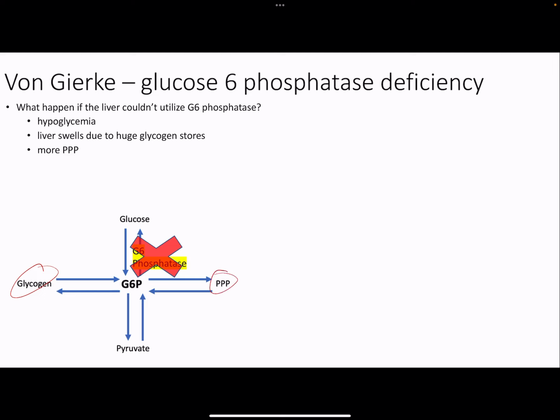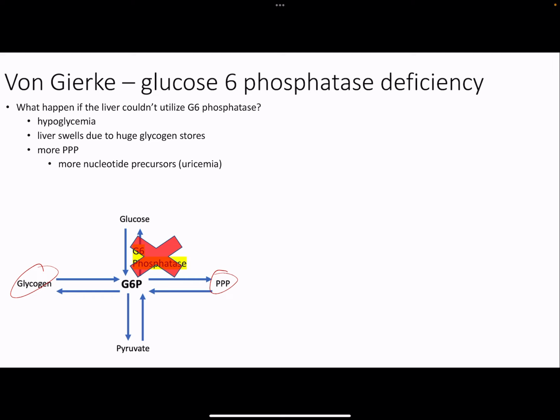We're also going to have more of this because, again, we can't push it backward into glucose. So we're going to have more pentose phosphate pathway. Okay, what are the effects of that? More pentose, what does this make? It makes NADPH, which makes fats. It also makes ribose phosphate, which makes nucleotides.